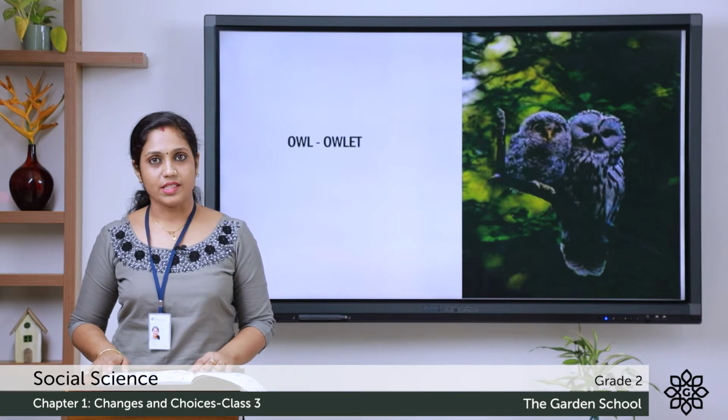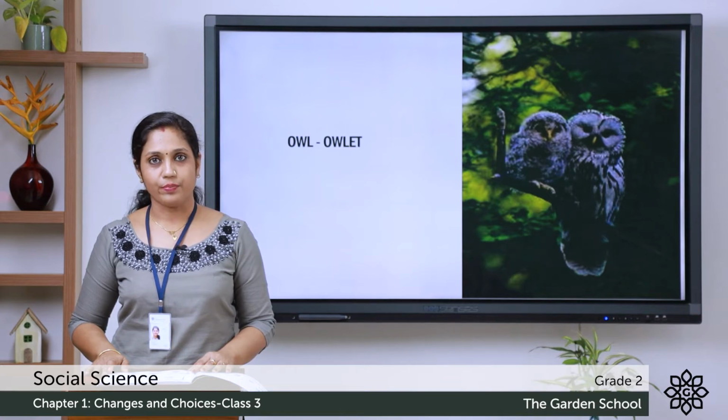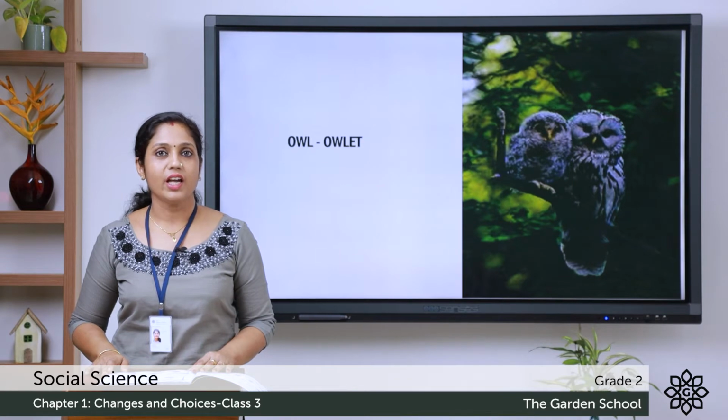Next is a cub. A cub grows. So we have to tick in the box. A chair. Chair is a non-living thing and it doesn't grow. So just cross in the box. A caterpillar. A caterpillar grows into a beautiful butterfly. So it's a living thing. It grows.